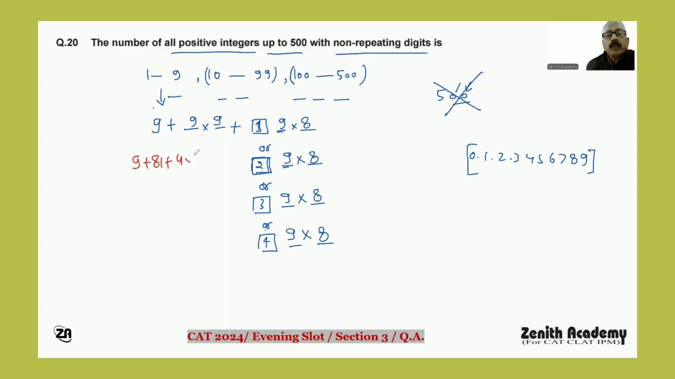So this is 4 into 72, which is 288. This is 90 plus 288, and this is 378, our answer. There are 378 positive numbers from 1 to 500 where non-repeating digits are there. So this is your answer.